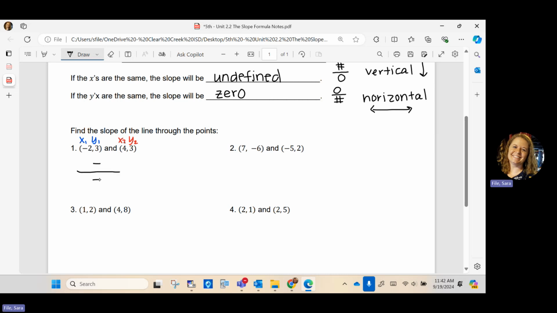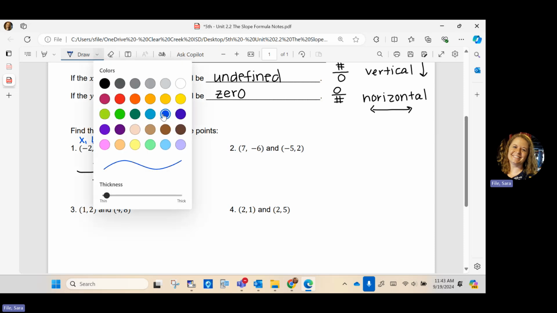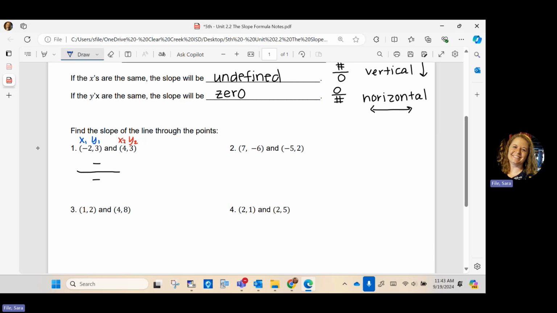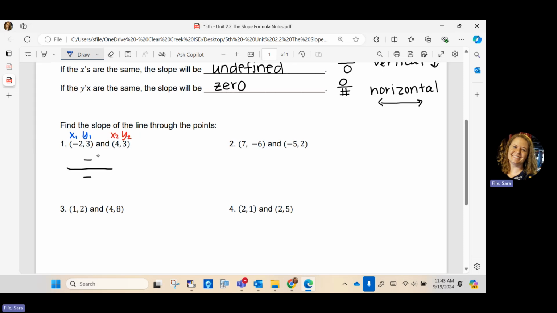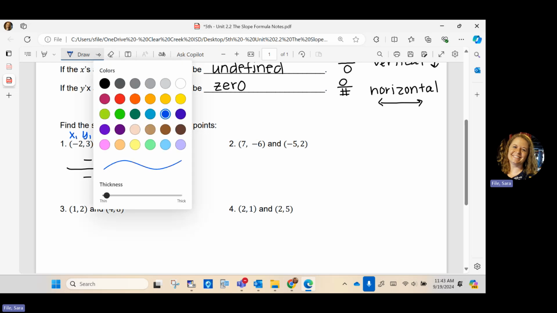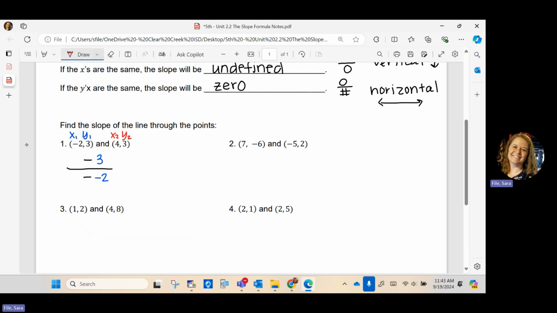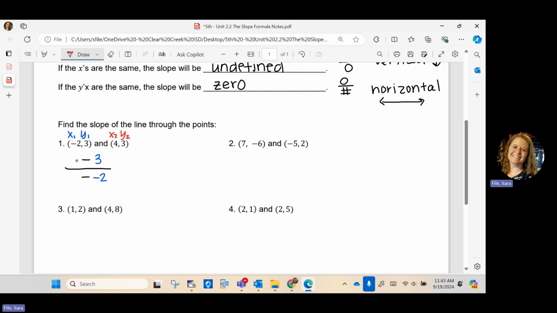The formula has minuses in it, so go ahead and draw the fraction line and your minus signs, and then we're just going to plug these numbers in. So the top is y2 minus y1, so y1 goes here, x1 goes here, y2 goes here, x2 goes here.